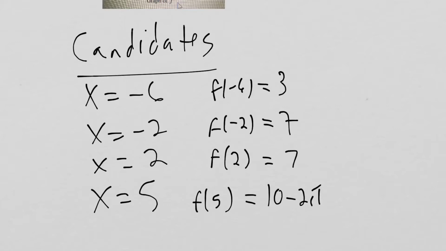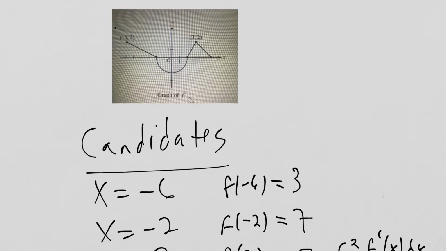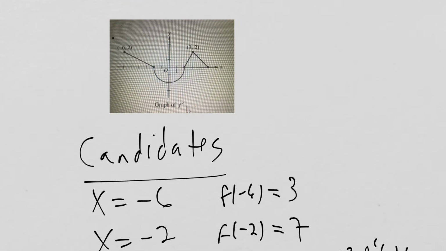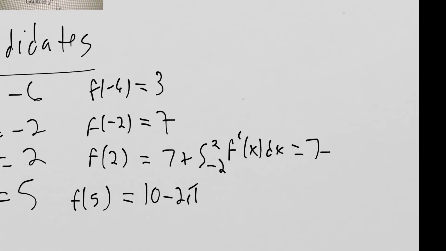Well, it's going to be equal to 7 plus the integral from -2 to 2 of f prime x dx. So we're really just looking for the area under the curve from -2 to 2, which is just that semicircle, which we already know has an area of 2 pi because it's pi r squared divided by 2. Pi times 2 squared divided by 2 equals 2 pi. So that means we just have 7 minus 2 pi here. Sorry, that's not where I meant to write that. We have equals 7 minus 2 pi.